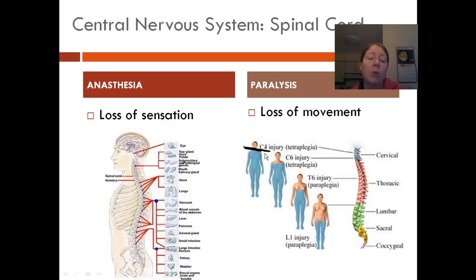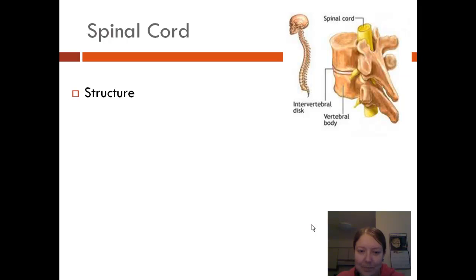If you're a C4 victim, if your fourth spinal cord segment gets severed in your cervical vertebrae, you're not going to be able to breathe on your own. Whereas if you go down here, if your spinal cord is severed near your lumbar region, you'll have control over everything in the upper part of your body except your legs. Okay, so anesthesia versus paralysis. But let's actually just take a look at the anatomy of the spinal cord.